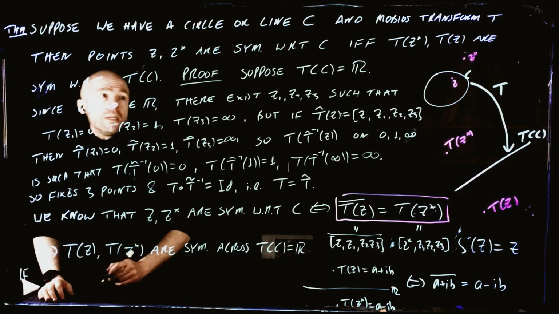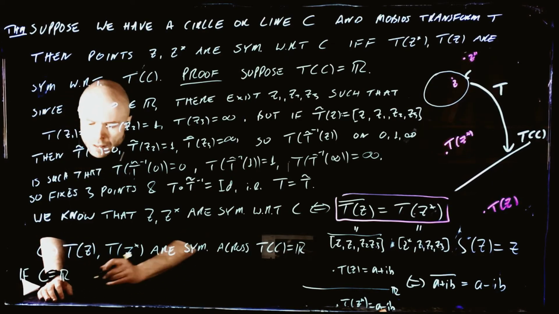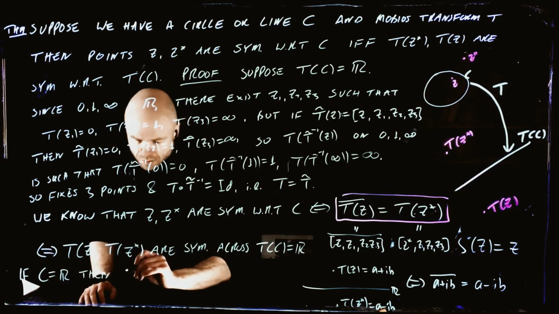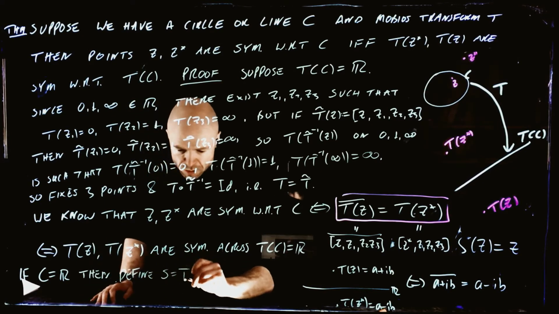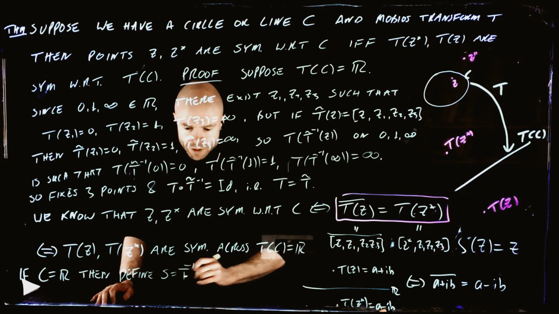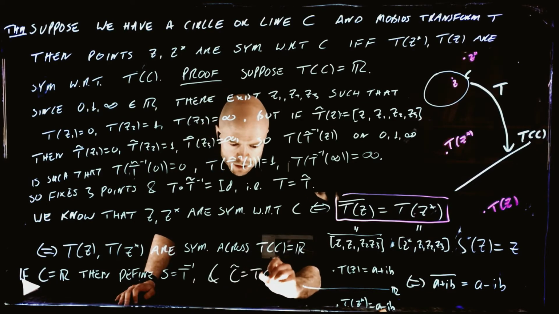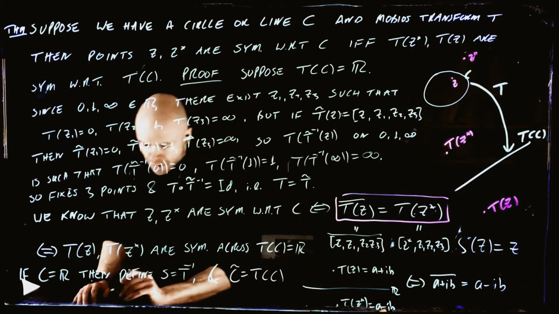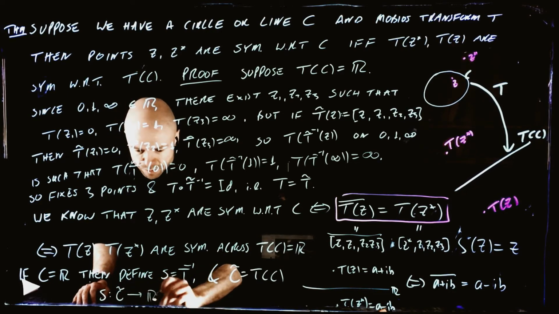All right, so if we instead start with a real line, so if C is the real line, then consider or define S to be equal to T to the minus 1. Yeah? And let's call this thing T of C. Now this thing doesn't have to be a real line anymore, but it is a line or a circle. And then S sends this guy onto the real line.